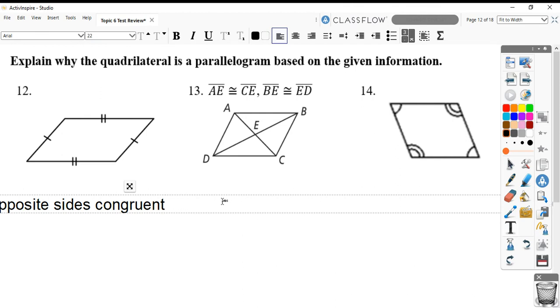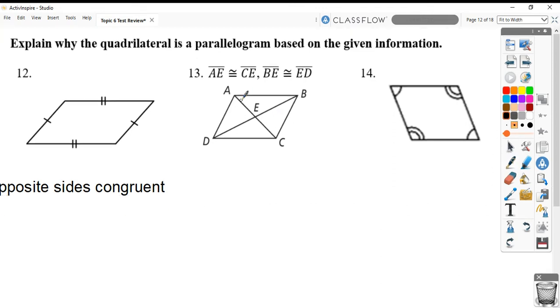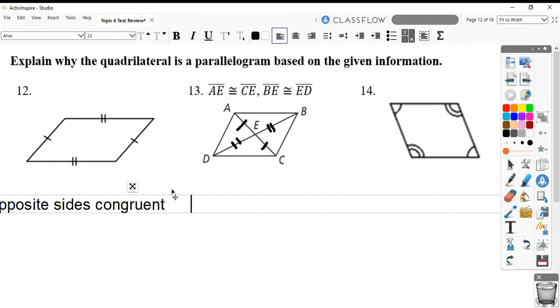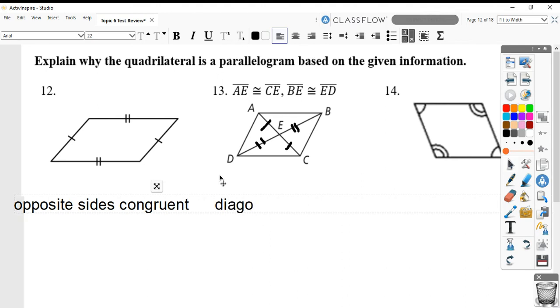This next one says that AE equals CE, and BE equals ED. This is talking about how both of those diagonals are split exactly in half. If we're taking diagonals and splitting them exactly in half, our fancy word for that is bisect. That's one of our other properties of parallelograms: diagonals bisect each other.